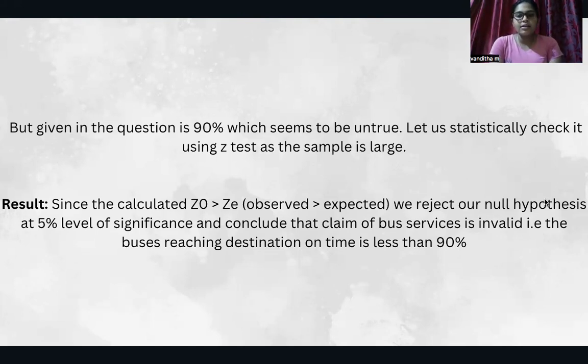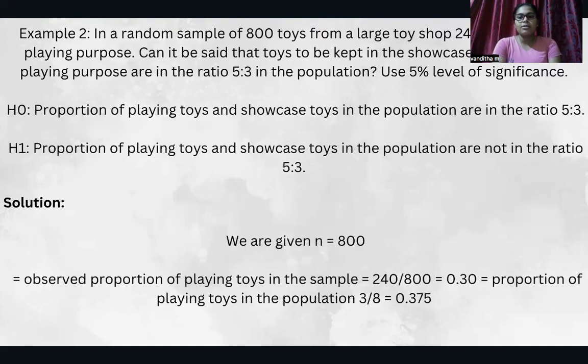Let us statistically check using the z-test, as the sample is large. So using the z-test, when we check the sample, the result will be generated. Since the calculated z0 value is greater than the ze value, that is, the observed value is greater than the expected value, we reject the hypothesis. So in which case do we reject the hypothesis? This is the answer. When the observed value is greater than the expected value, we reject the hypothesis at the 5% level of significance and conclude that the claim of the bus services is invalid. That is, buses reaching the destination on time is less than 90% of the time.